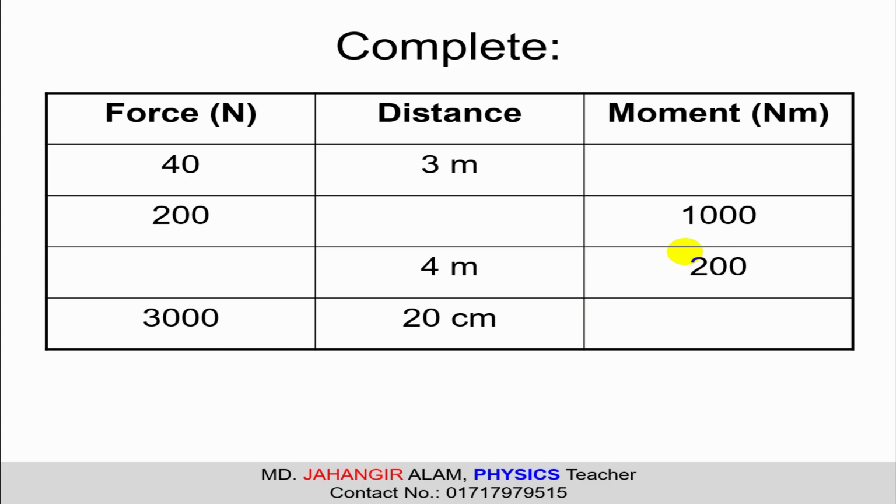Now complete the table. Here force 40 newton and distance 3 meter are given. So we have to find out the moment. Moment equals the product of force and perpendicular distance from the pivot. So 40 times 3, so 120 newton meter.